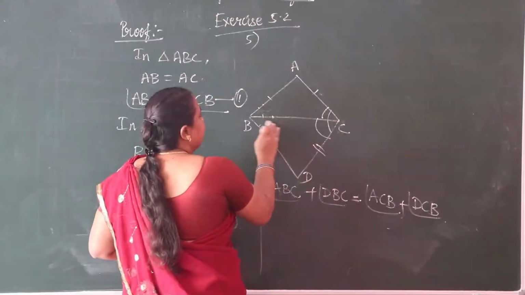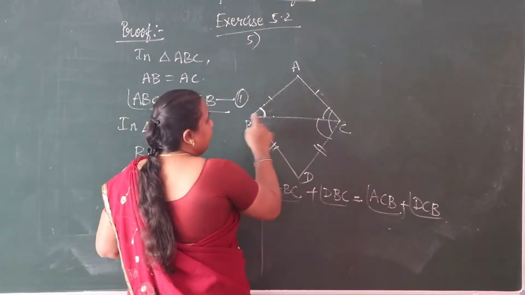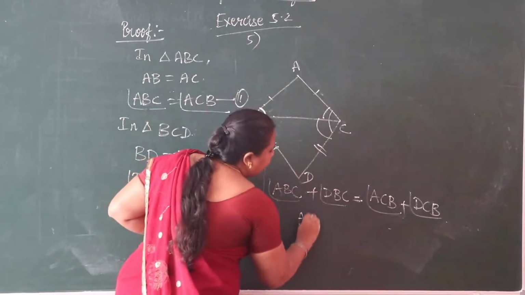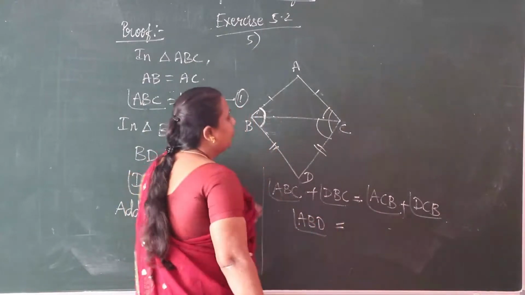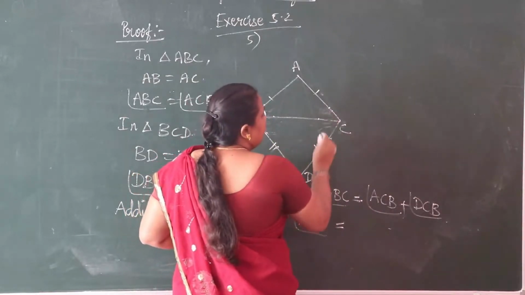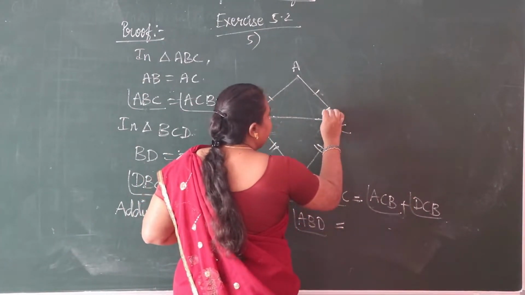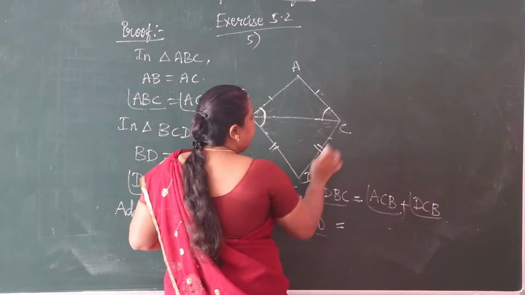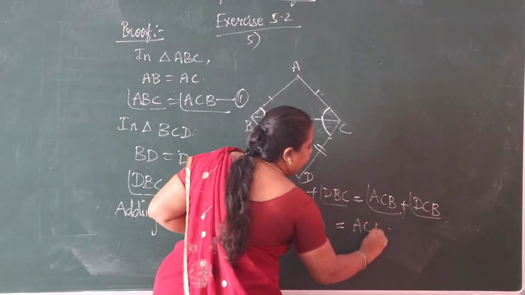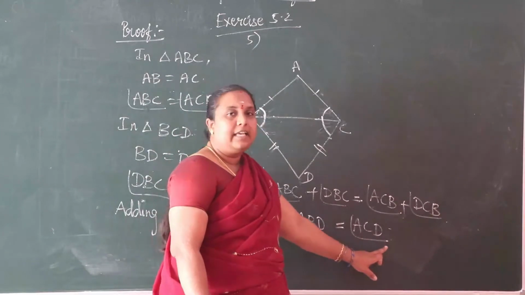Let us see angle ABC, this one, and angle DBC, this one. Together we can say this is angle ABD. On the other side, we have angle ACB plus angle DCB, so this angle is angle ACB. So now we proved angle ABD equals angle ACB.